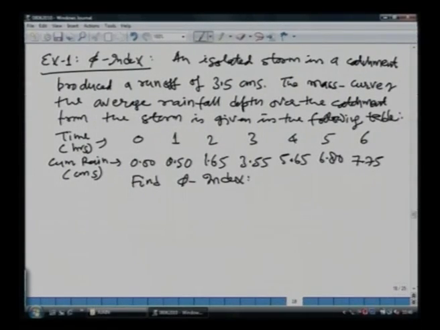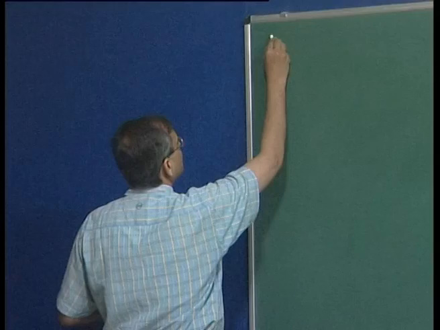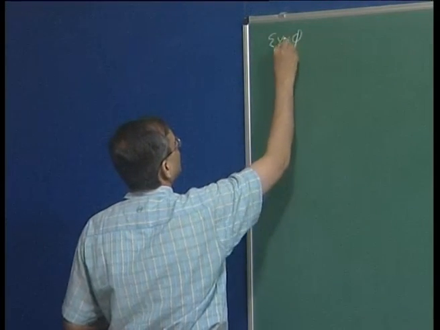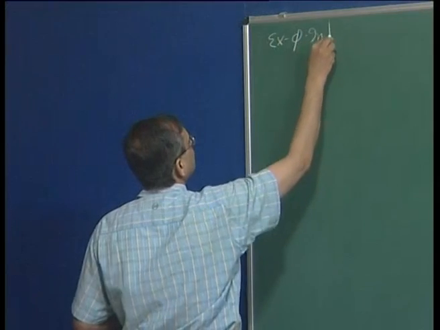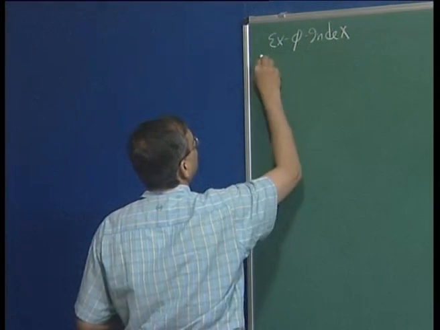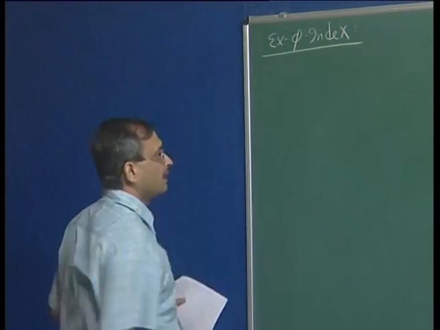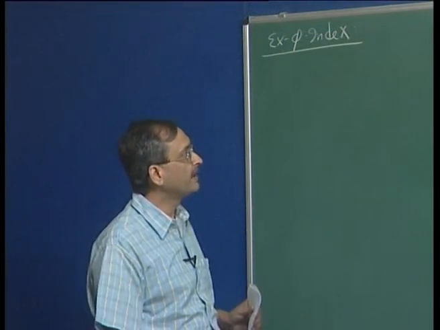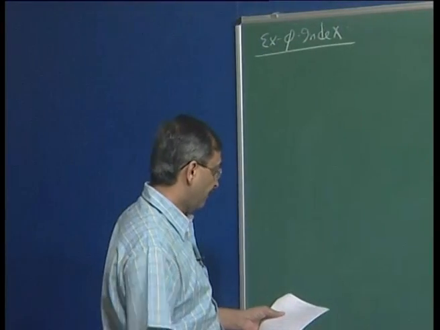So, what I would like to do is then go to the board and start looking at the solution of this example. So, we are looking at an example on phi index, in which the mass curve of the data is given to us and we have to find out what is going to be the phi index.